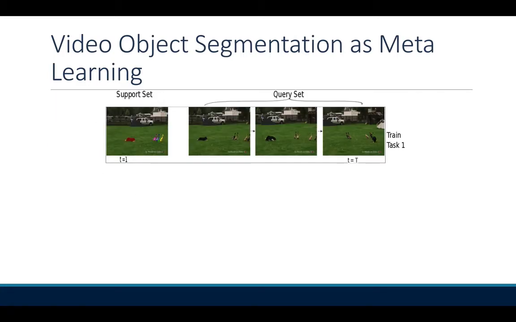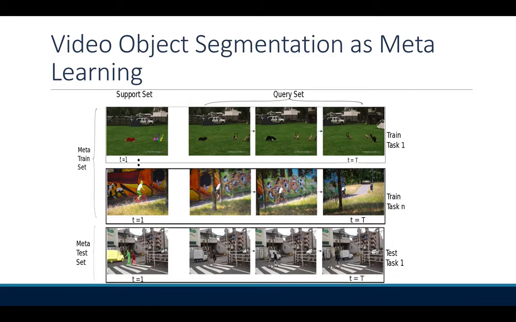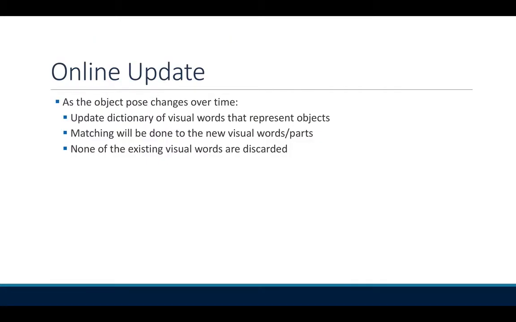And each video presents a new task, which can be seen in this video. We have many such tasks in the training set, and all of them together compose the meta train set. Similarly, we have the meta test set, which comprises the videos in the test set. The objects of interest from the first frame often change and transform. As a result, adapting the model throughout the video is vital to achieve good performance.